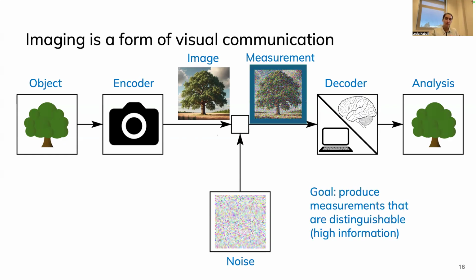And just like the example with the fruit, our goal here is going to be to produce measurements that can be distinguished. This corresponds to having high information about the objects that we're imaging. And this is important because the more we can tell the different measurements apart, the more we'll be able to understand what were the objects that formed those measurements, what are slight differences in those objects. And then we can use this to get some more insight into how to design better measurements to better understand these objects.